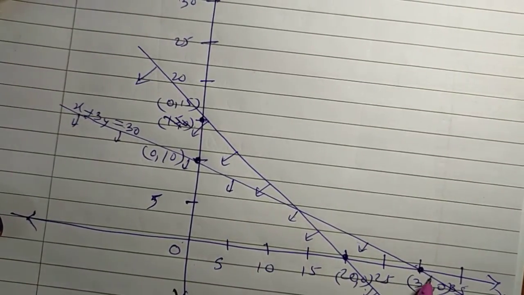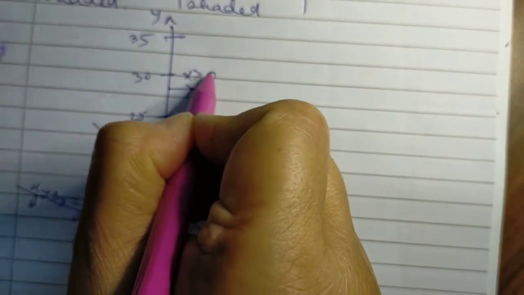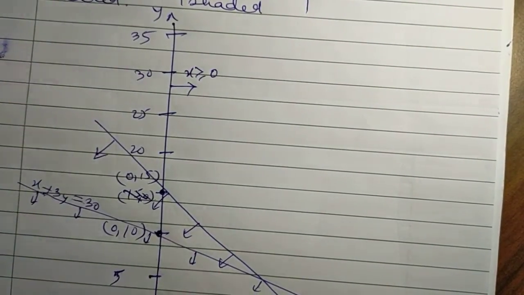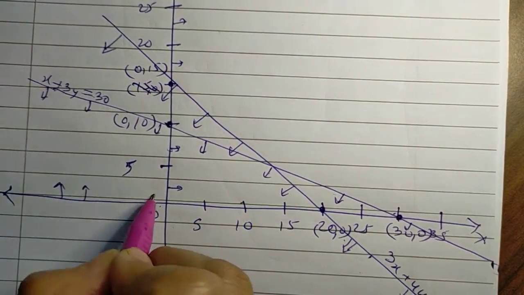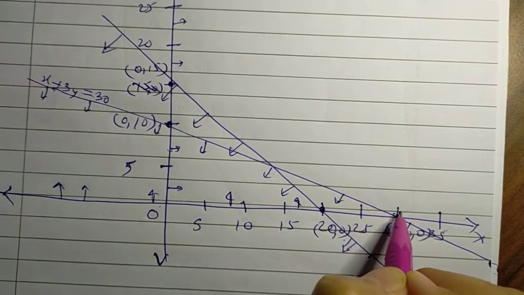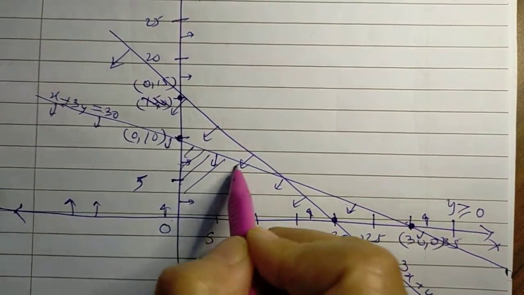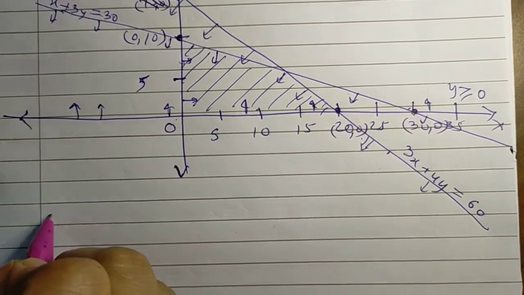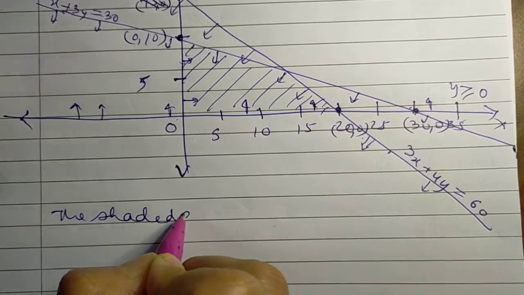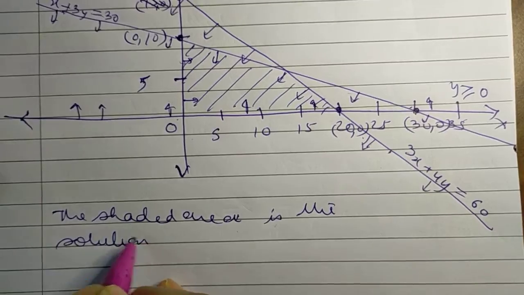Now here what we have is, so far this is the common area which we are getting. Now because of x greater than or equal to 0, we get this direction, and because of y greater than or equal to 0, we get this portion. This is y greater than or equal to 0. And so the common shaded area is this area. And we conclude that the shaded area is the solution area.